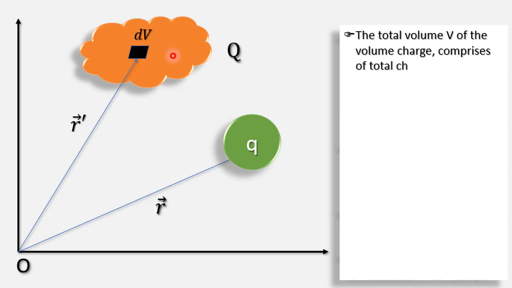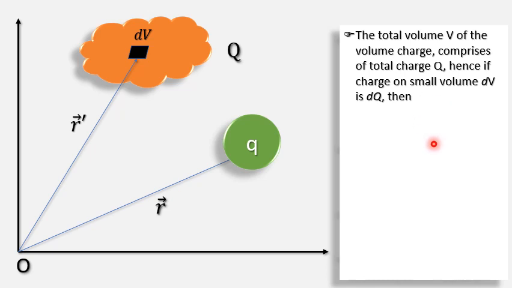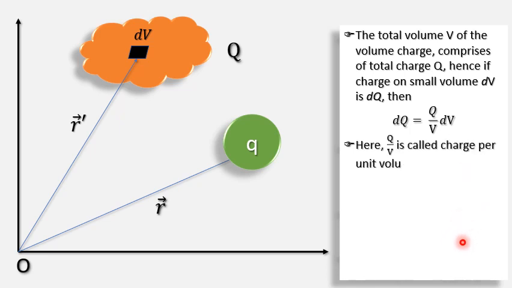So I can say that dq is Q by V times dV, and once again Q by V is the charge per unit volume. It is a quantity which is symbolized by the Greek alphabet rho. So instead of Q by V, if we take rho, dq can be written as rho dV. What is rho? Volume charge density. What is the unit of rho? Coulomb per meter cube.